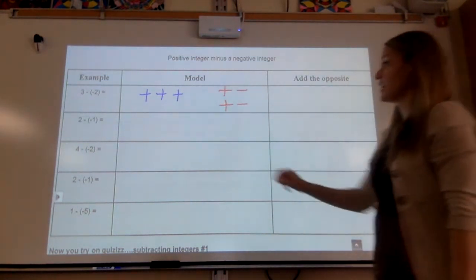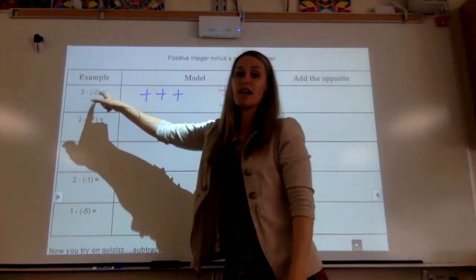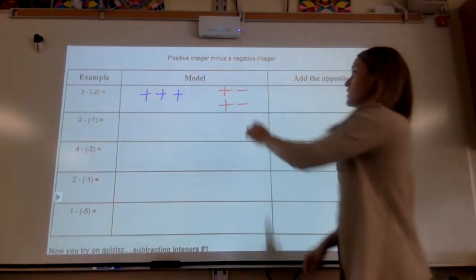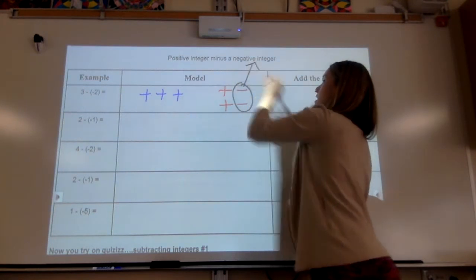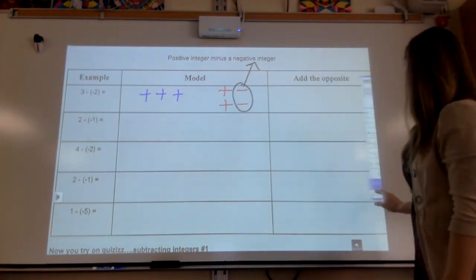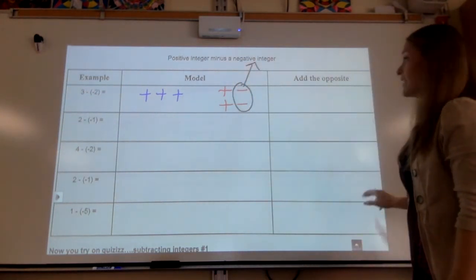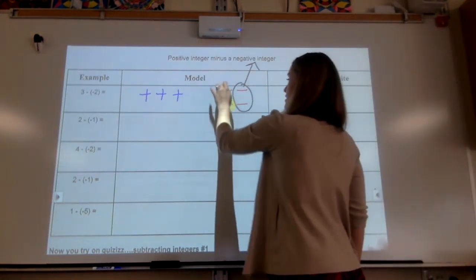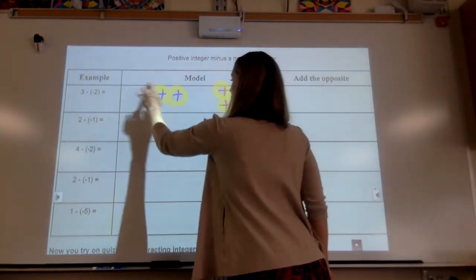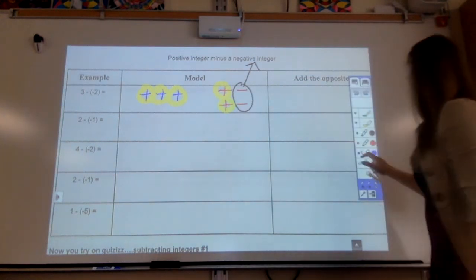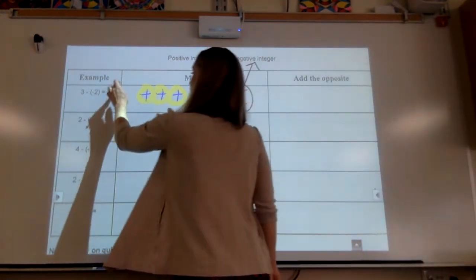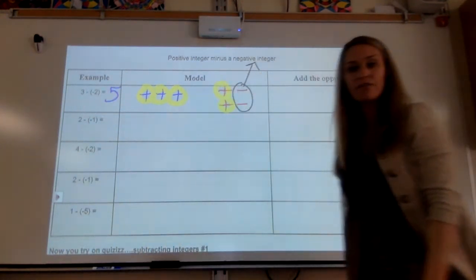Can I take away 2 negatives now? Yeah, I've got 2 negatives here. So if I circle those and take them away, then I've just got to look and see what's left. I've got 1, 2, 3, 4, 5 positives. So in this case, 3 take away a negative 2 gives me a positive 5.